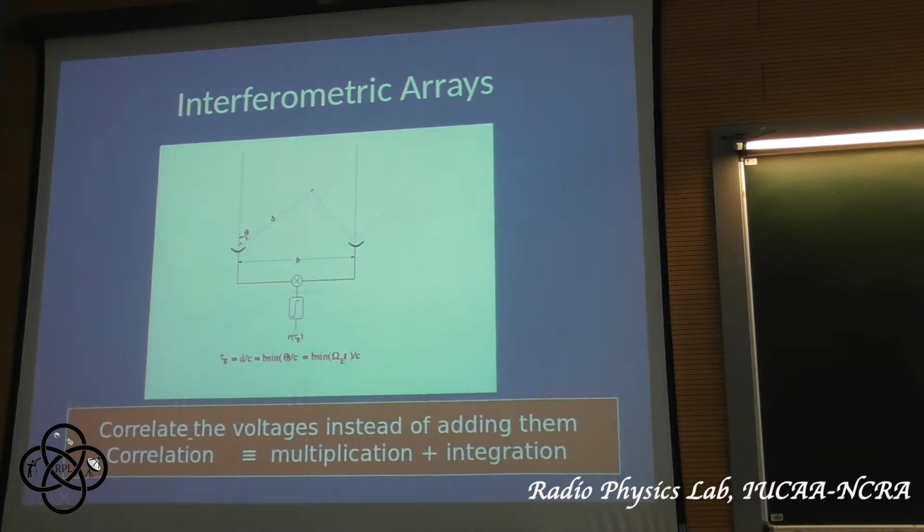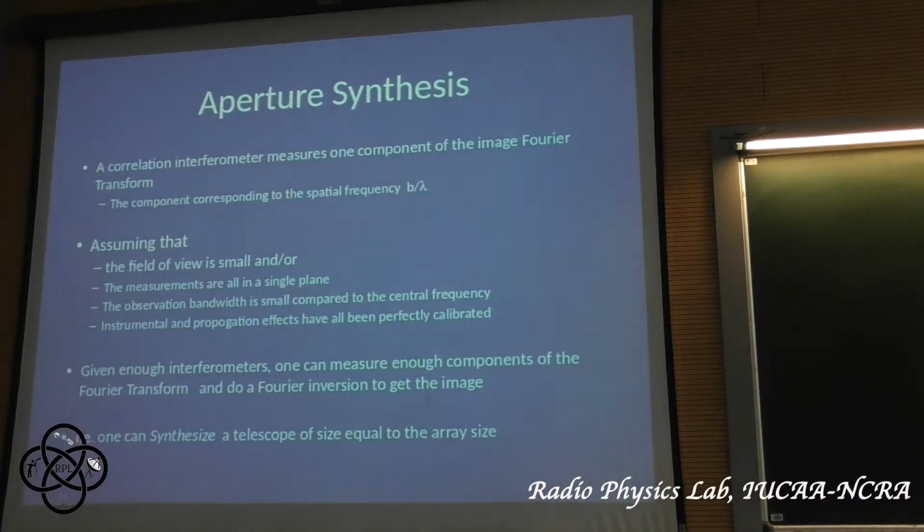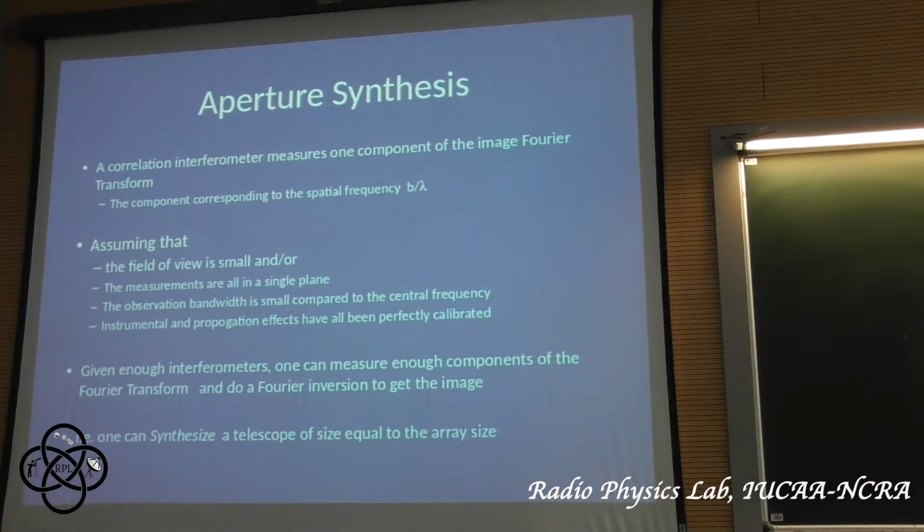I'm going to explain that in two ways. One is for people who have done Fourier transforms, and since many of you may not have, I'll say it in other words again later. For those of you who have done Fourier transforms, what we measure when we multiply and integrate is called a correlation. This correlation interferometer measures one component of the Fourier transform of the image, right? And it's the component which corresponds to the frequency B over lambda, where B is the separation between the two antennas. This holds under a number of simplifying assumptions.